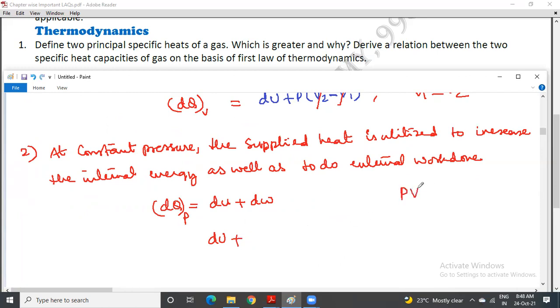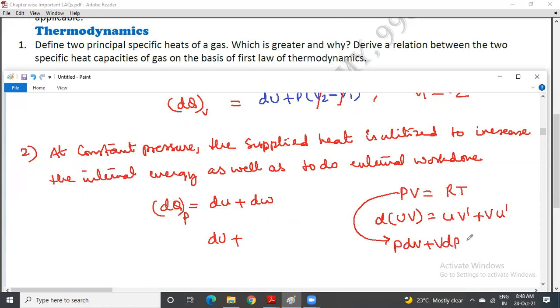the ideal gas equation: PV is equal to RT. If we differentiate, d of (uv) gives u v dash plus v u dash. Keeping this in mind, differentiate as P dV plus V dP is equal to R dT, since the universal gas constant remains constant. The temperature change dT can be replaced with d theta, the temperature difference. You can write T or dT, no problem. Changing the letter is not the criterion.